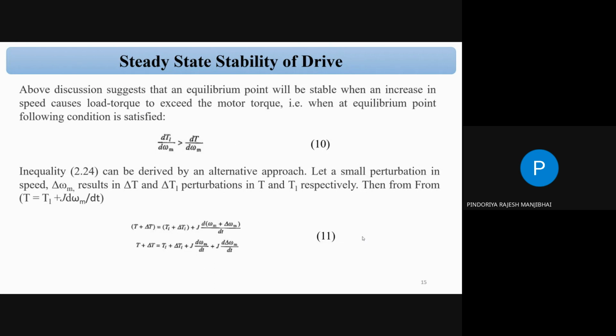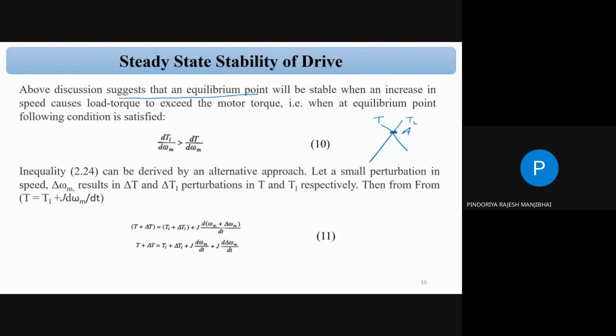Yes. So now we have to check just a mathematical thing. We know T equal to TL. Suppose it is stable operation. So we can say the above discussion suggests an equilibrium point. Equilibrium point means, suppose this point is stable, then we can say it is an equilibrium point for the load torque and the motor torque.